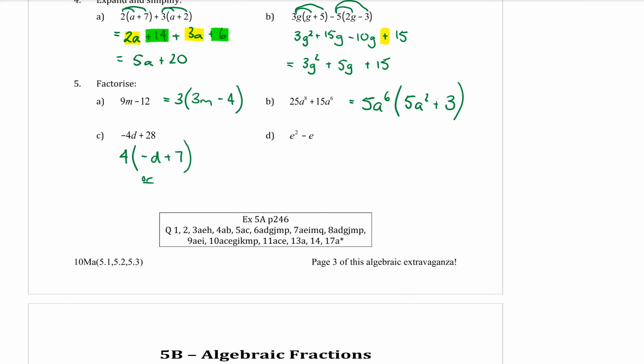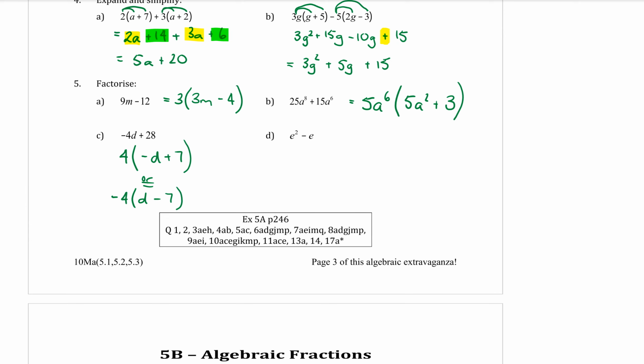Okay, so that's one option. I didn't take the minus sign out. However, you could choose to take it out the front. Sometimes that is beneficial for doing further things later on. So bringing the minus sign out the front means I would only have a positive d inside, and 28 divided by minus 4 would mean I would need a minus 7 in there. So either of those two answers would be marked correct.